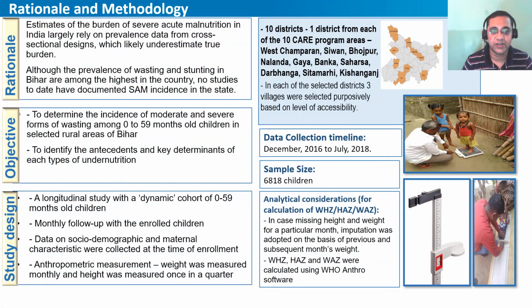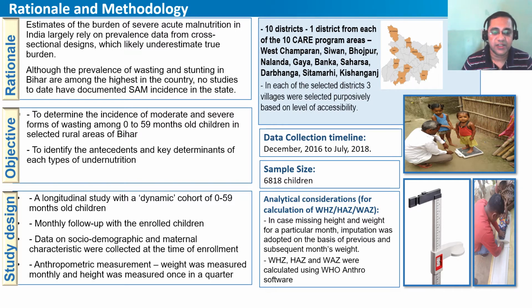This was carried out in 10 districts of Bihar, and one district each was selected from the 10 programmatic regions as defined by the Bihar Technical Support Program. Now, in each of the selected districts, 3 villages were selected based on their accessibility to the district headquarters. These categories were easy to reach, moderately easy to reach, and hard to reach.